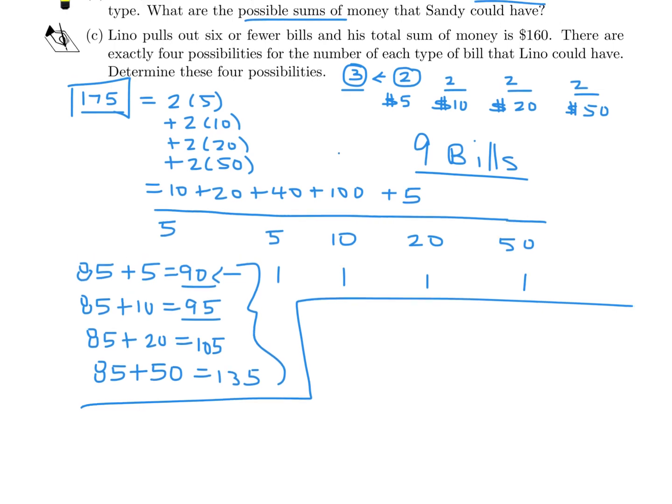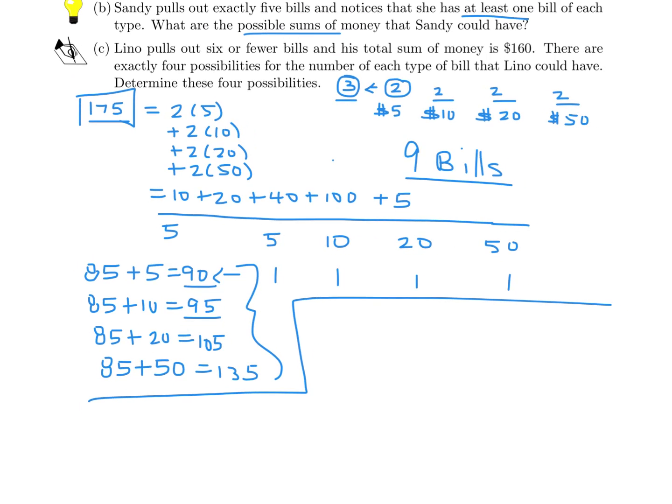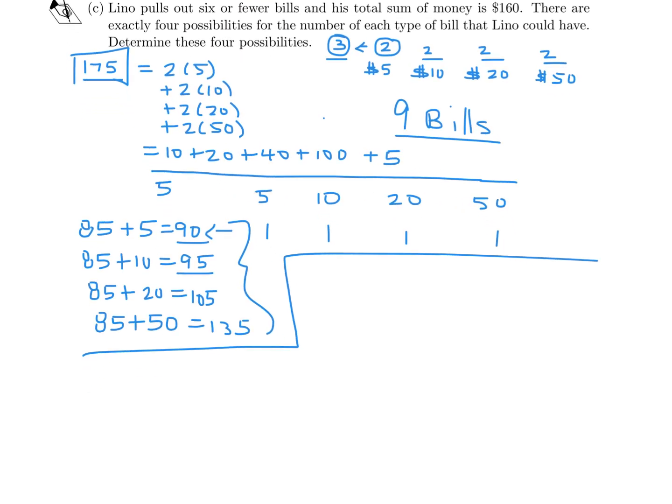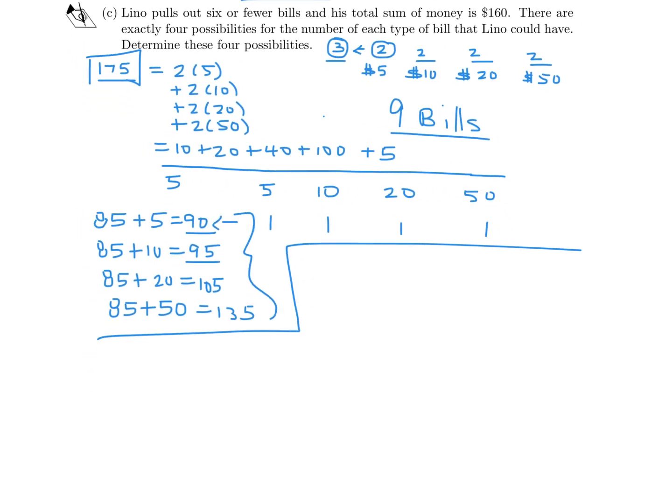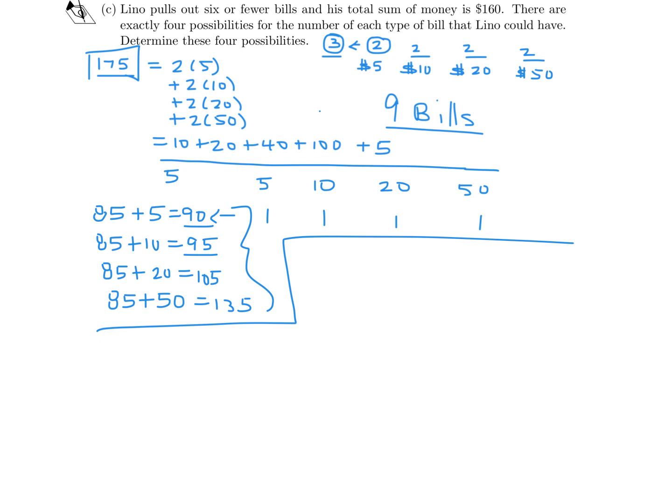Now we have Lino pulls out 6 or fewer bills, and his total sum of money is $160. There are exactly 4 possibilities for the number of each type of bill that Lino could have. Determine these 4 possibilities. All right, so $160 this time. So he has 6 or fewer, so he could have 6 bills, 5 bills, 4 bills, and so on. Now, 3 bills and so on, right? So let's see if 3 bills is possible.